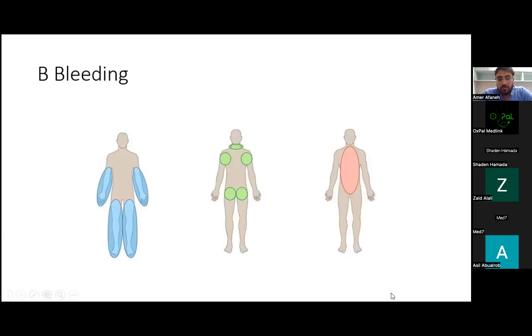When we teach about bleeding, we teach people you can bleed from your extremities, from your legs, from your arms. You can bleed from these junctional areas, which is basically the armpits and the groins and the neck. And then you can bleed intra-abdominal or intrathoracic. This is the torso.